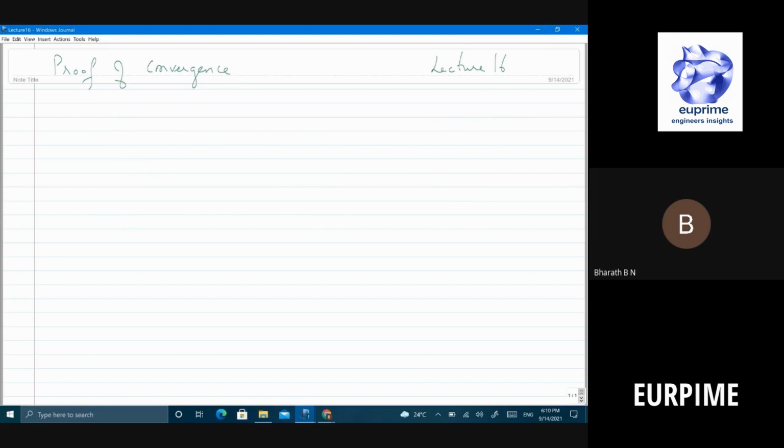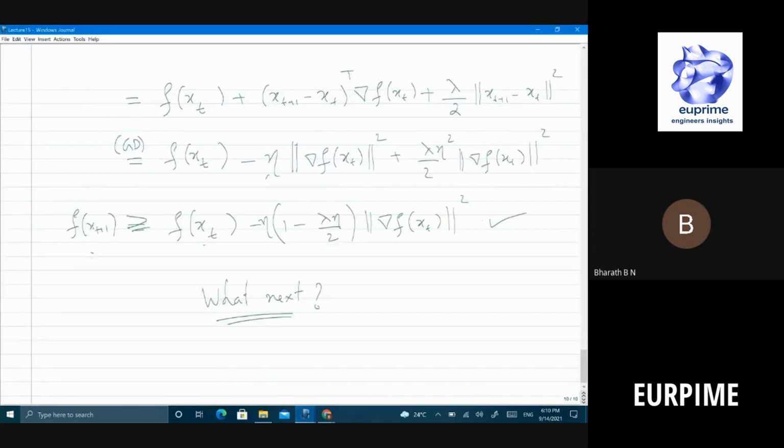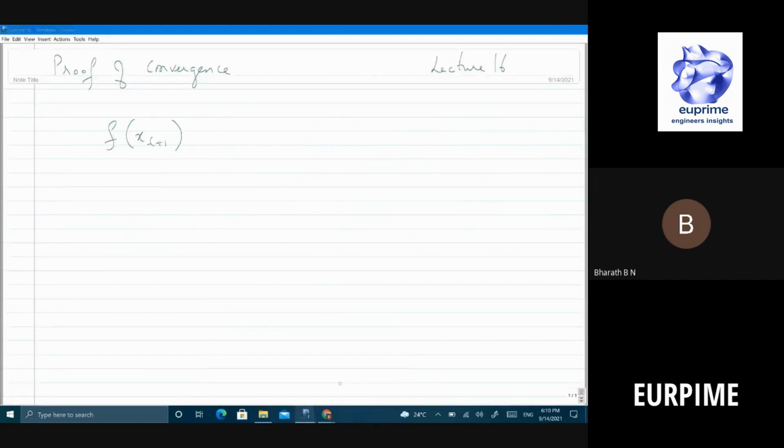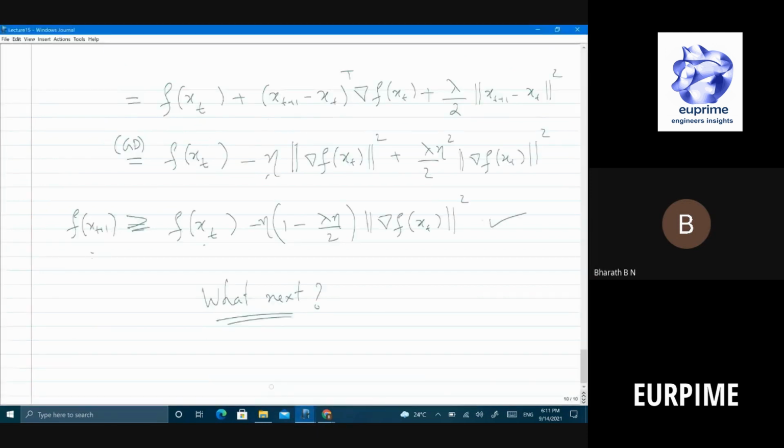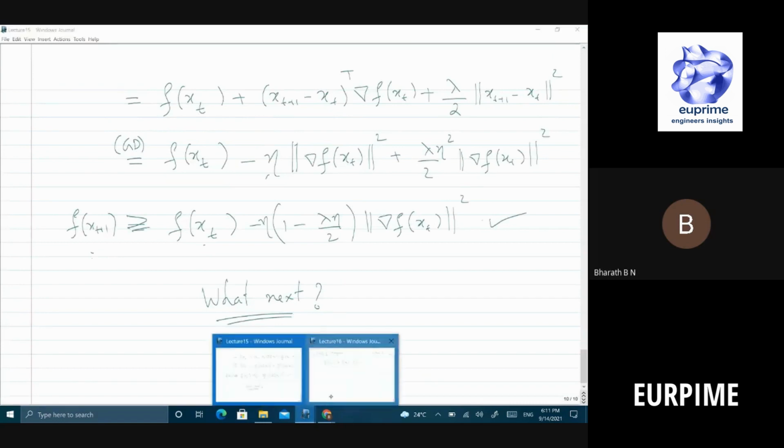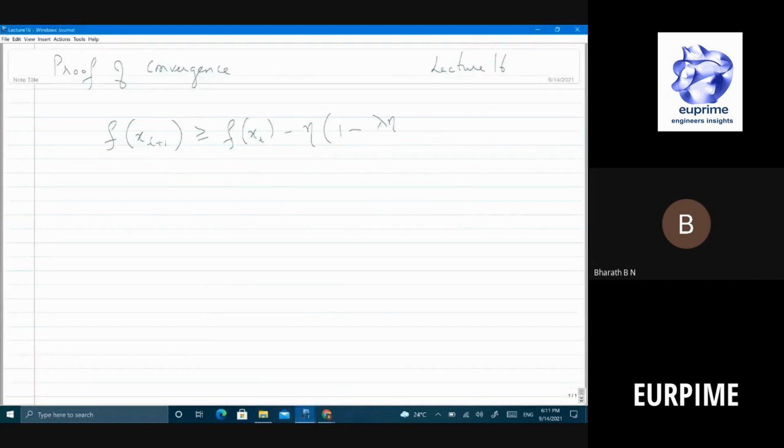So let's see, we got this, right? f of xt plus 1 is greater than or equal to f of xt minus eta times 1 minus lambda eta by 2 times the norm of the gradient of f at xt, whole square, right? Do you agree with this?